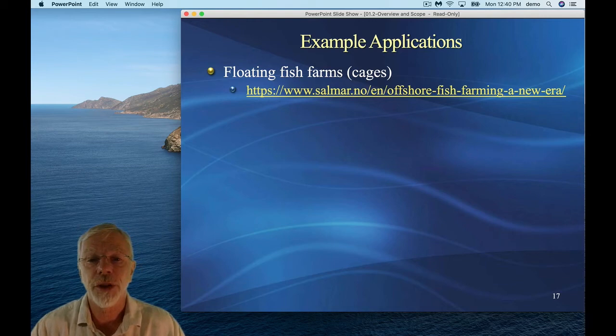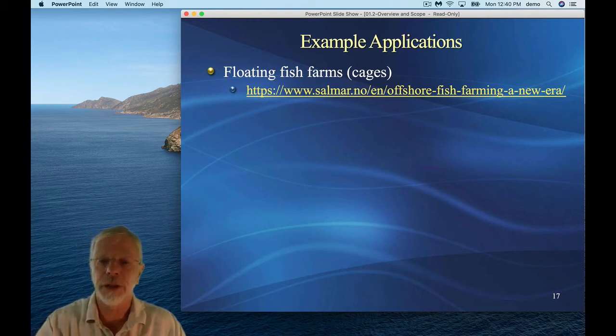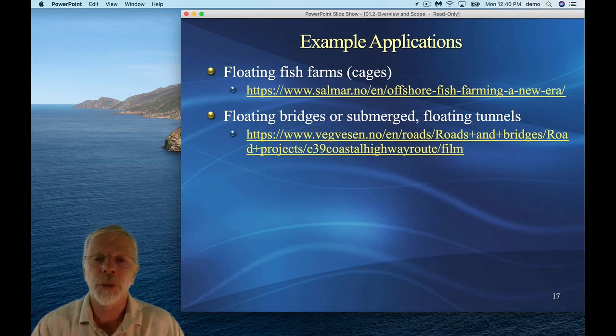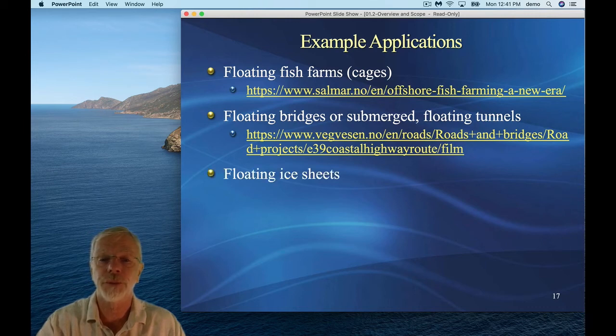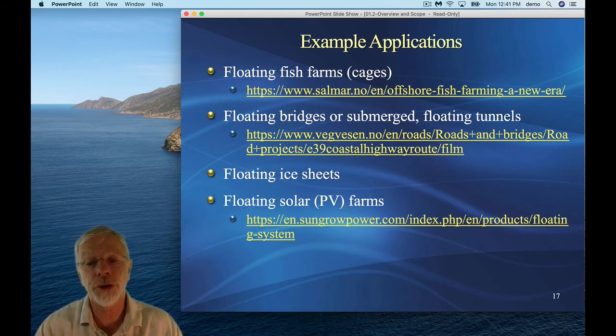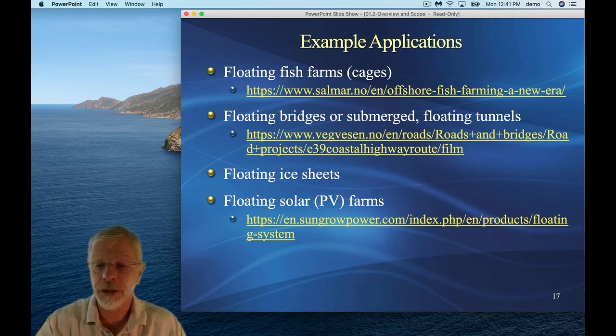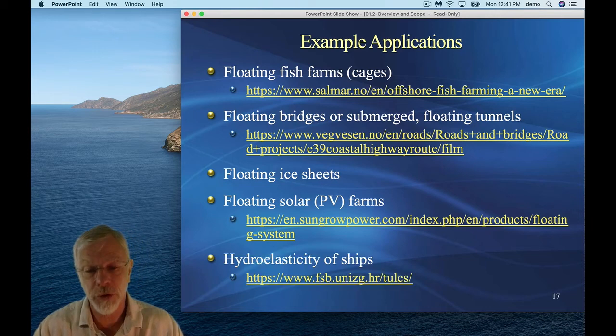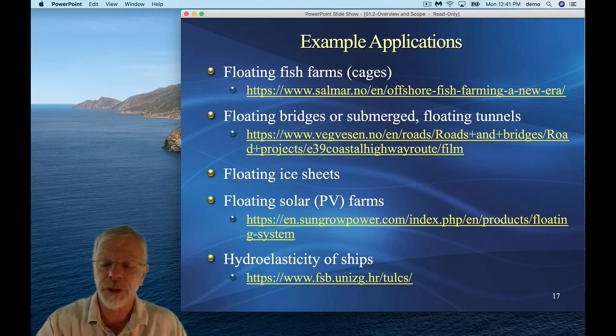Other applications are floating fish farms, and I give some citations, some URLs for applications that demonstrate these. Floating bridges or submerged floating tunnels. This is a Norwegian website where they're looking at solutions to cross fjords. Floating ice sheets, floating solar farms. This was an application that is in China. And hydroelasticity of ships, of course, is a more traditional one, I would say, and I give a reference website for discussion there.